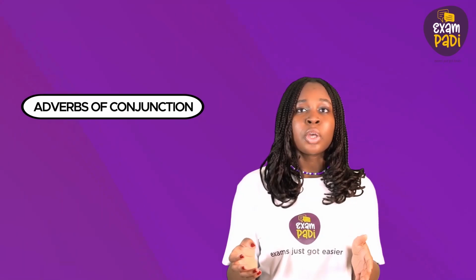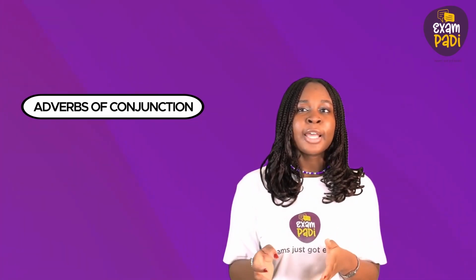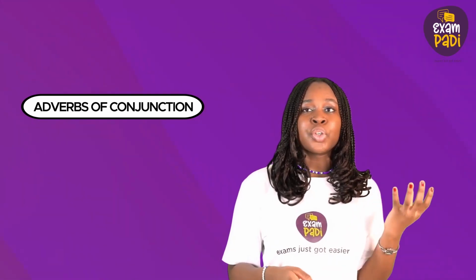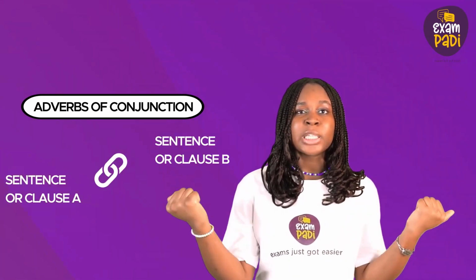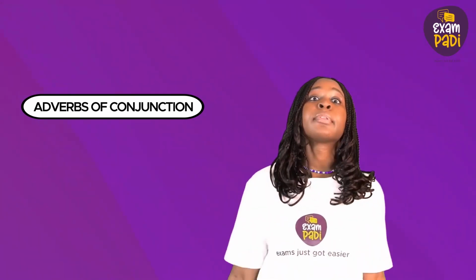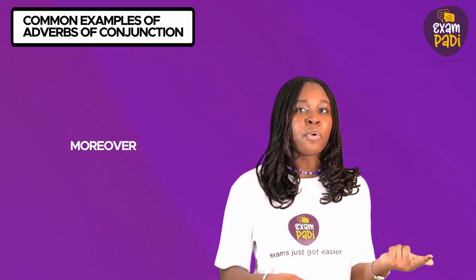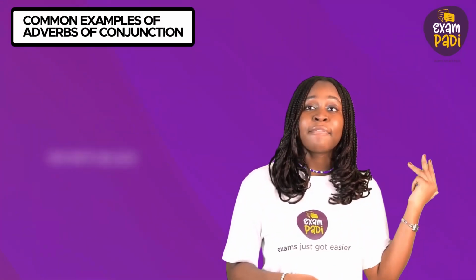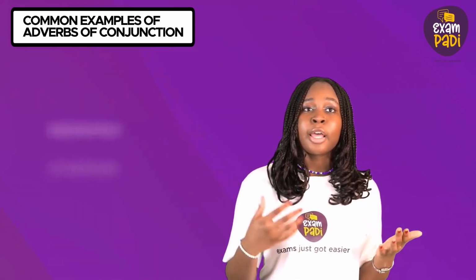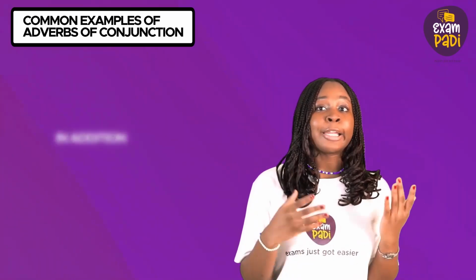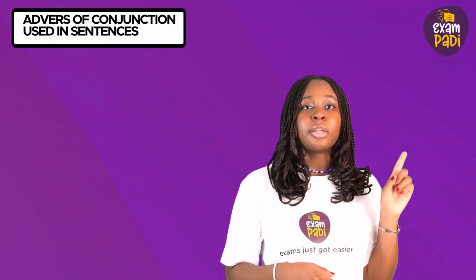Adverbs of conjunctions, also known as conjunctive adverbs, are slightly different from all other adverbs. They act like a conjunction to link 2 different sentences or clauses together. Examples of this include however, moreover, nevertheless, finally, otherwise, meanwhile, likewise, therefore, in addition, and many more.